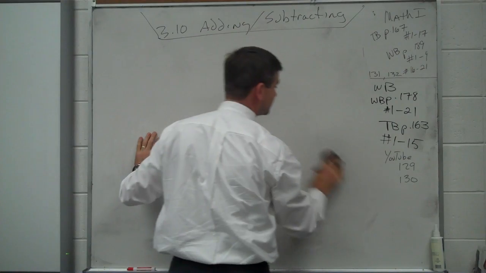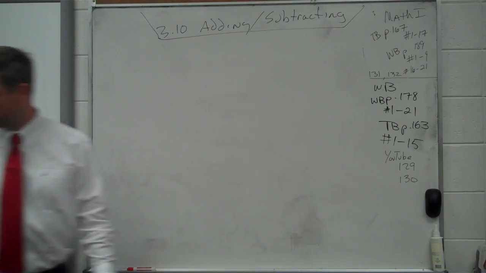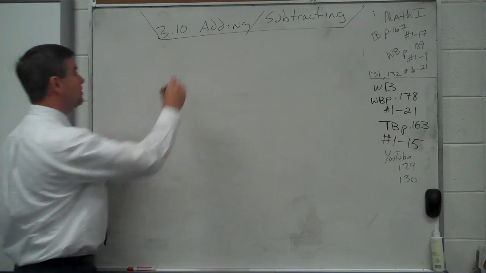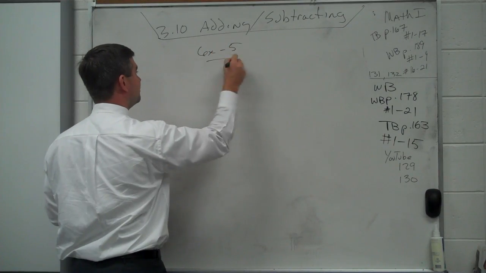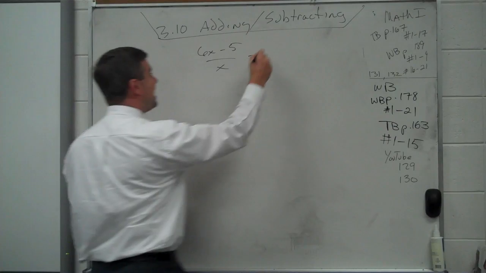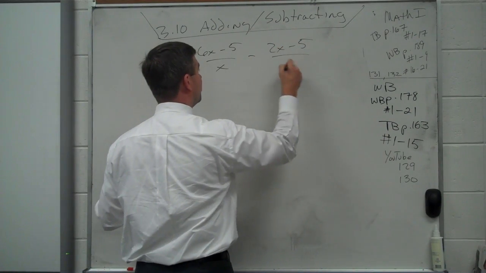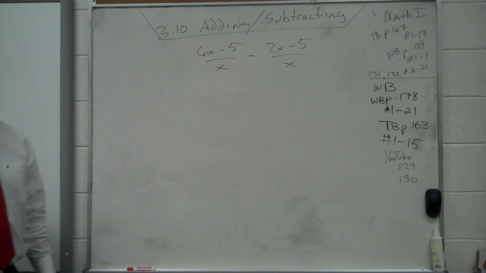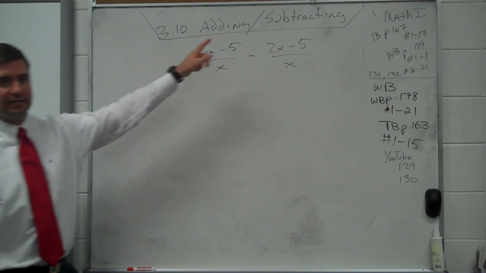All right, let's move on with another easy problem. 6x minus 5 over x minus 2x minus 5 over x. Why is this problem easy? They have the same denominators. Ready to go. However, we have to be careful with the negative in the middle. We are now subtracting.